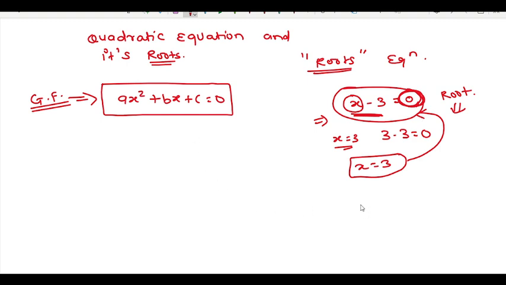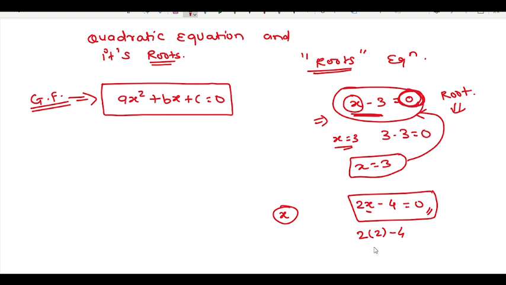Similarly, suppose we have to find the root of the equation 2x minus 4 is equal to 0. What will be the root of this equation? It will be the value of x which satisfies the given equation. So for what value of x will we get 2x minus 4 as 0? Put x is equal to 2. If I put x is equal to 2, what do I get? 4 minus 4, which is equal to 0. So here x is equal to 2 is the root of the given equation.